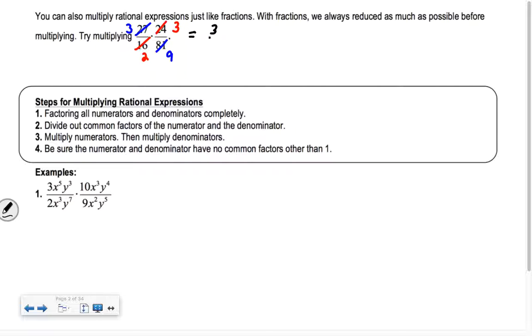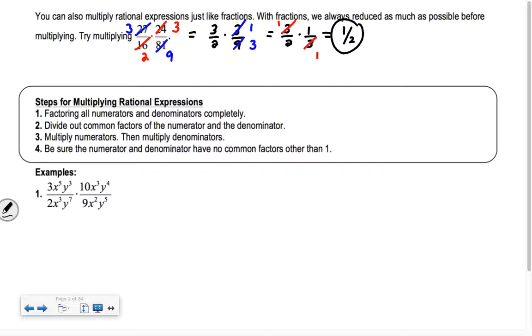So right now I have 3 over 2 times 3 over 9. Can I go any further? Yeah, 3 and 9. So make 1 and 3. So right now I have 3 over 2 times 1 over 3. Can I go even further? How about this 3 and the 3, right? 1 and 1. This all simplifies down to 1/2.